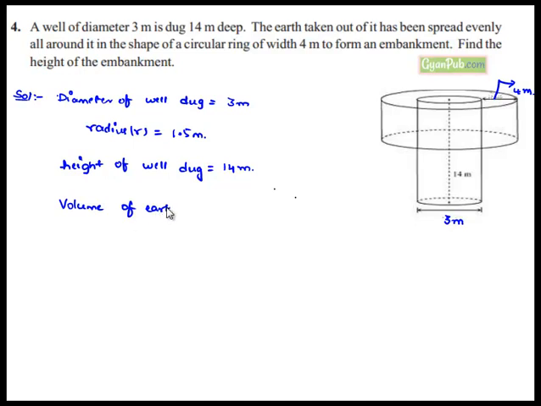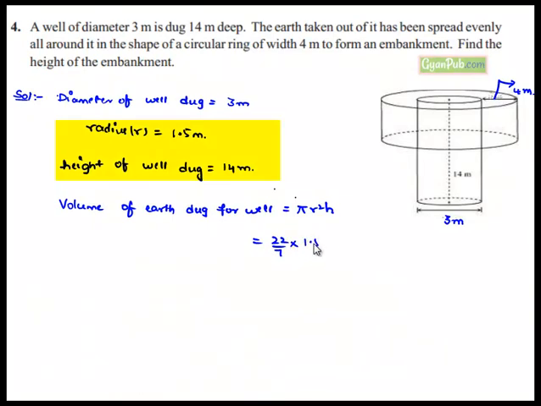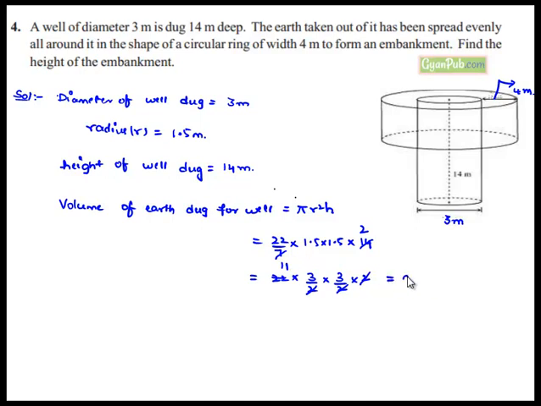Therefore the volume of earth dug for the well is equal to, as it is in the form of a cylinder, we know the volume of a cylinder is pi r square h, which is equal to, pi value is 22 by 7 into r square is 1.5 into 1.5 into height is 14 meters. So here 7 goes in 14 two times, and 1.5 can be written as 3 by 2, so 22 into 3 by 2 into 3 by 2 into 2. Here 2 goes into 2 one time and 2 goes in 22 11 times. Therefore 11 times 9 is 99 meter cube. This is the volume of the earth dug from the well, and this will be equal to the volume of earth used for the embankment, which is equal to 99 meter cube.